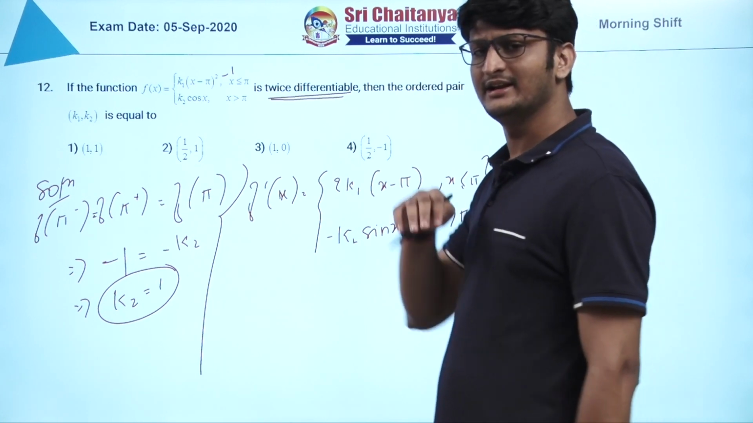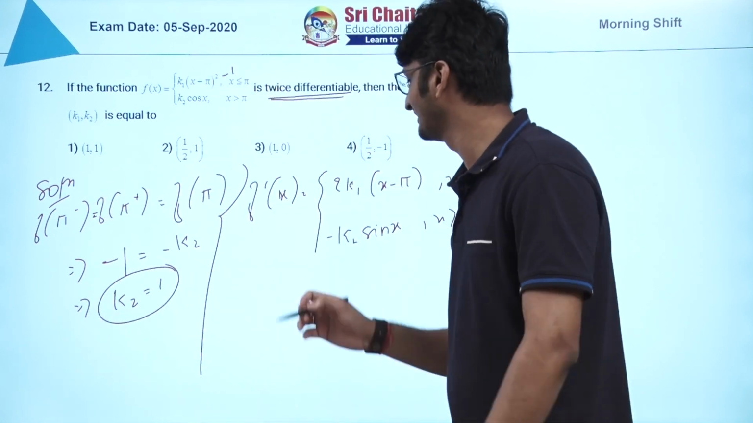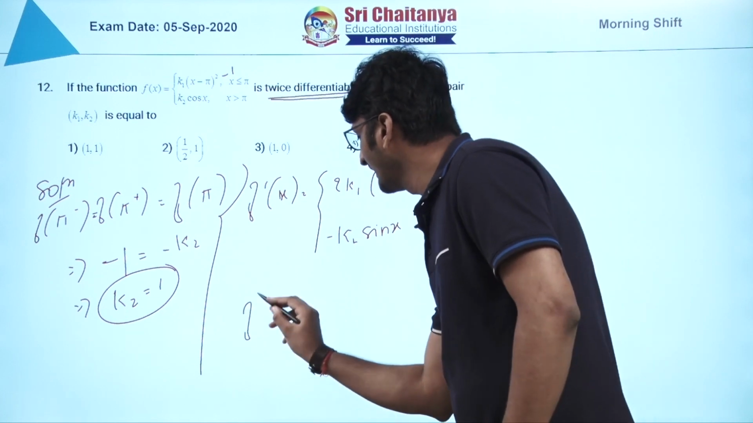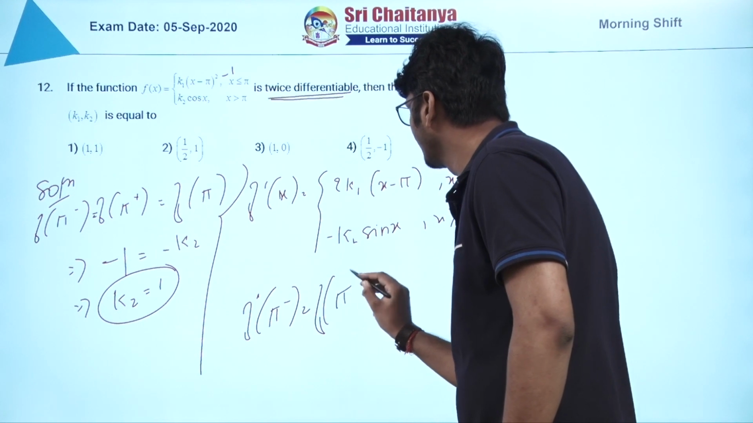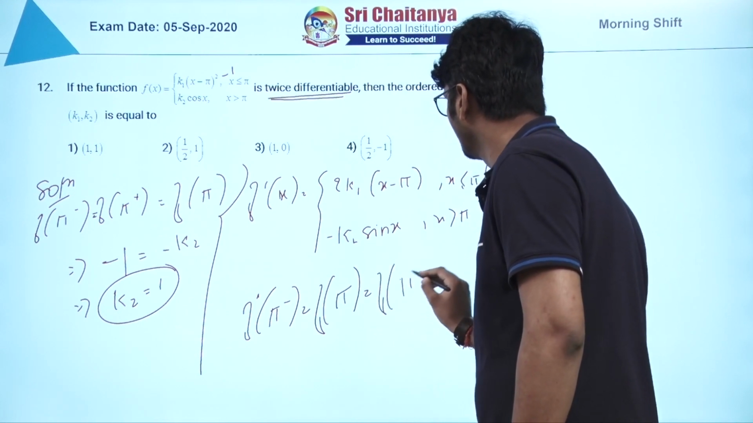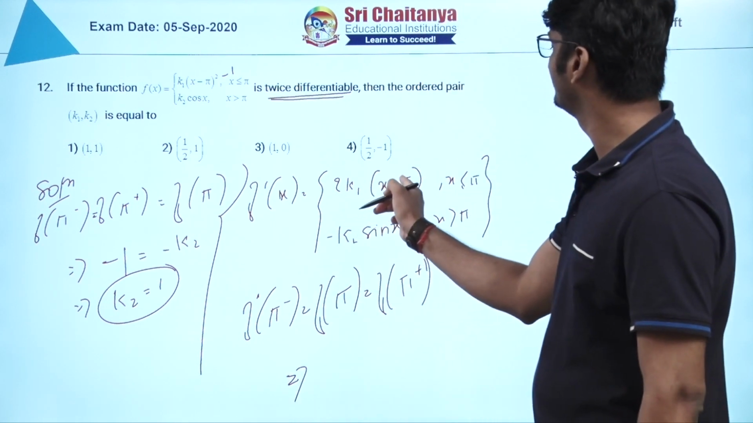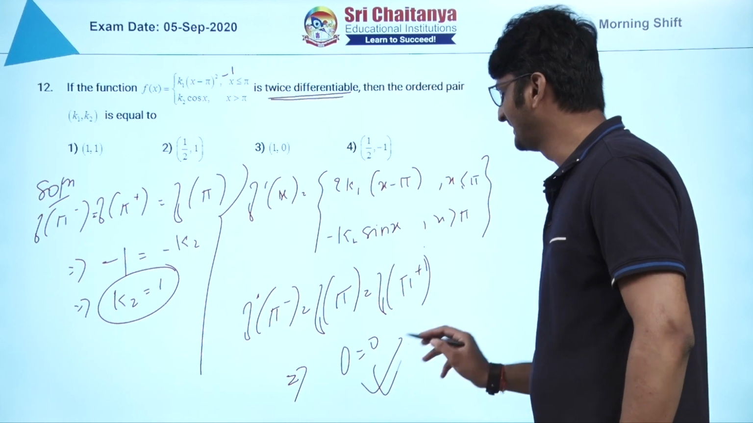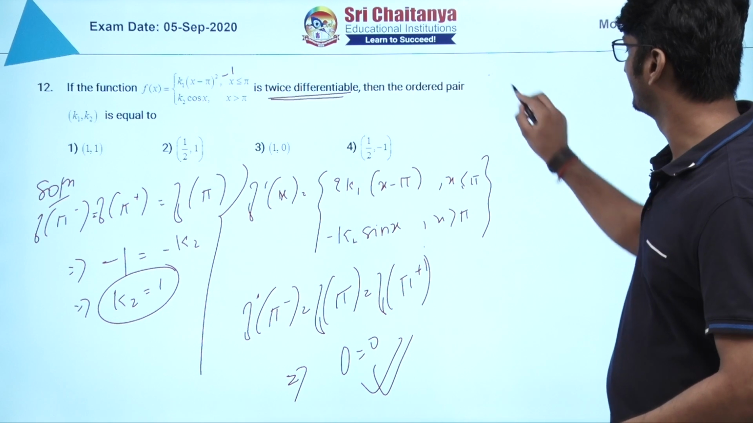Again it is given that it is twice differentiable. So f dash x will also be continuous. See whether it is useful or not. Let us check. So f dash of pi minus equals f dash of pi plus. With two definitions, we are getting two conditions only. Put pi minus here, you get 0, put pi plus, you get 0, 0 is equal to 0. Okay, this will always be continuous. It does not depend upon the values of k1 and k2.